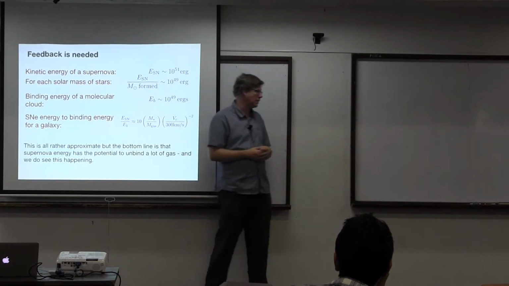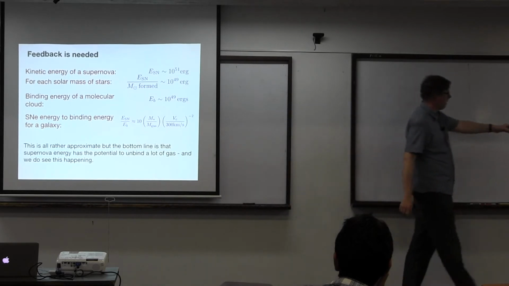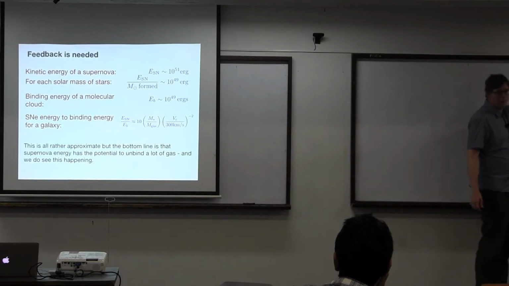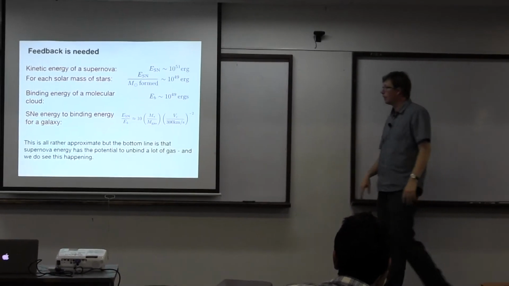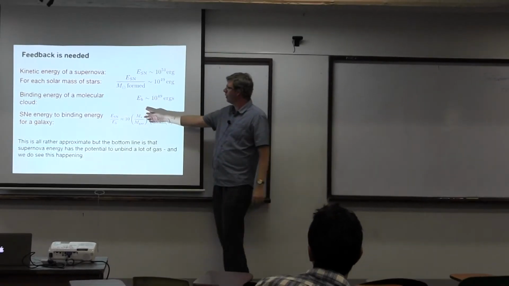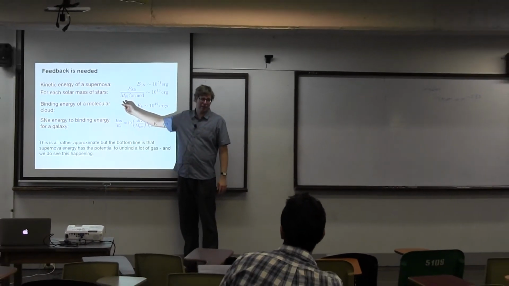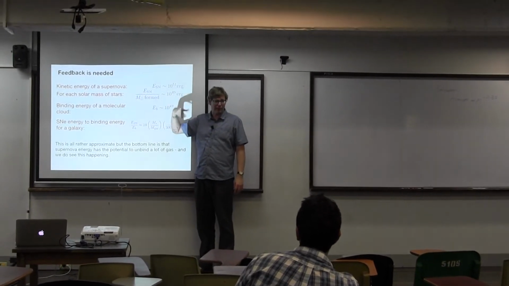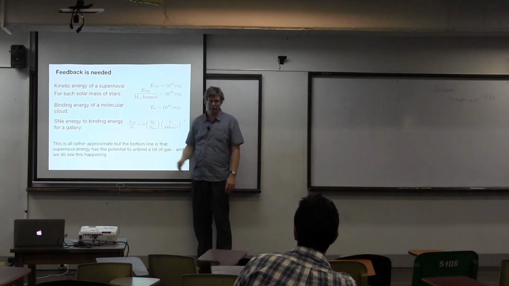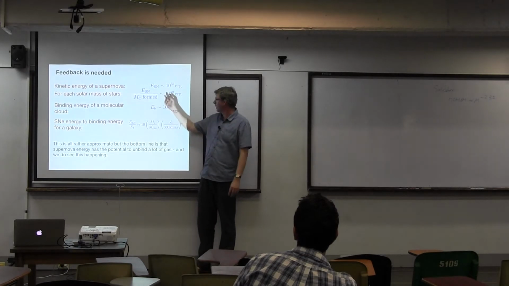Since this is telling you that most stars are low mass, you will have a lot of low mass stars before you get one supernova. The number is about 100. So that means that per solar mass that I formed, I get 10 to the 49 ergs, because I need 100 solar masses to get one supernova. So per mass I form, I get 10 to the 49.